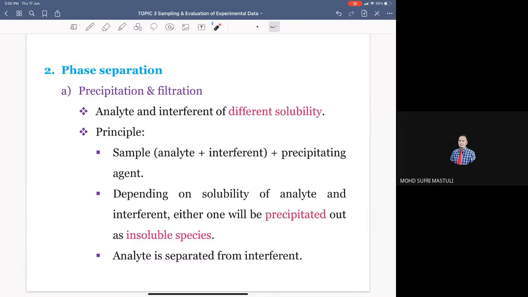So the sample contains the analyte that we want to know, and it is also possible to have interference inside. In order to remove the interference by using the precipitation and filtration technique, we have to add a precipitating agent. Depending on the solubility of the analyte and interference, one of them will be precipitated, which is the insoluble species.